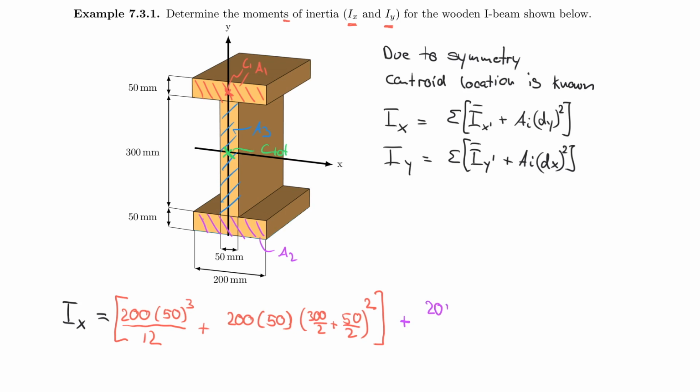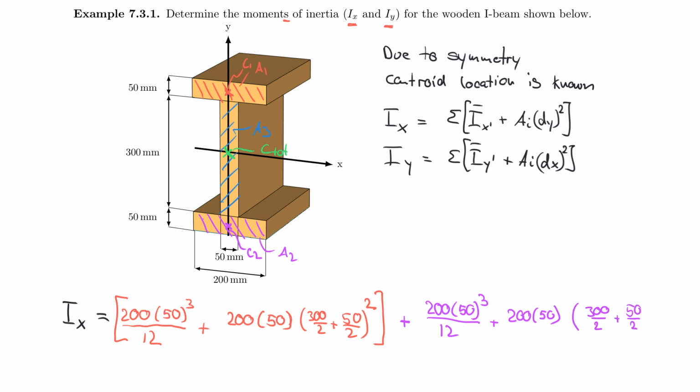But base is 200, 50 is the height, cubed divided by 12. And now my area is still 200 times 50. And what is my lever arm now? So there's a C2 here. And the distance, of course, is from here to here. And that would be a distance of 300 halves plus 50 halves.